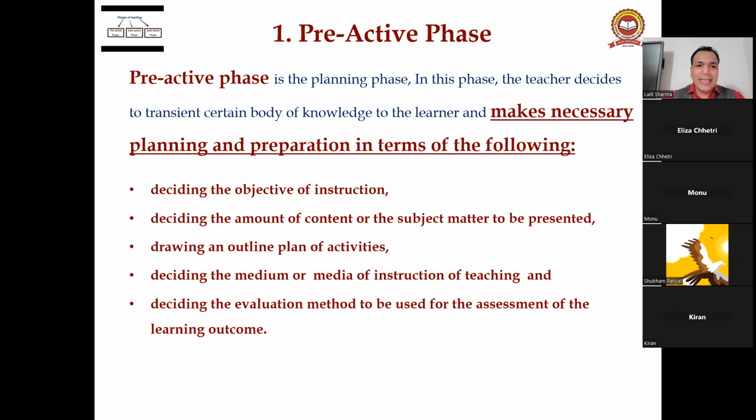You can see that, number first, deciding the objective of instruction. Second, deciding the amount of content or subject matter to be presented. Next, drawing an outline plan of activities. Next, you have to decide the medium or media of instruction. And deciding the evaluation method to be used for the assessment of the learning outcome. Right? So this is all about the pre-active phase. Generally, this is called the planning phase.